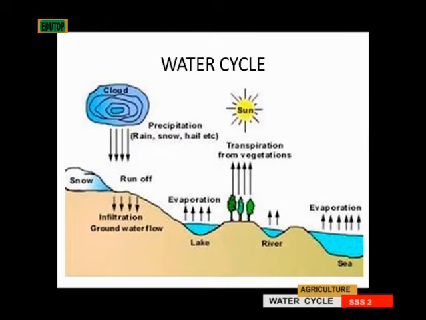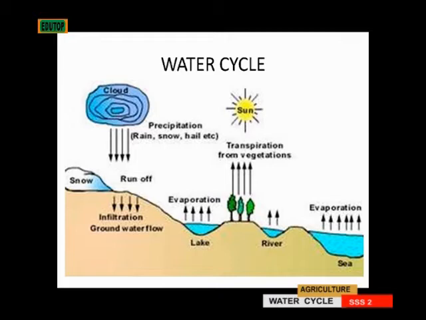Evaporation, when the sun comes on it. Plants take up some of the water in their own process. When there is transpiration, some of it is taken up into the atmosphere, then it goes back to form the cloud. That's just the simple description of the water cycle.